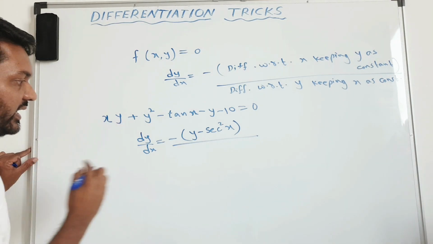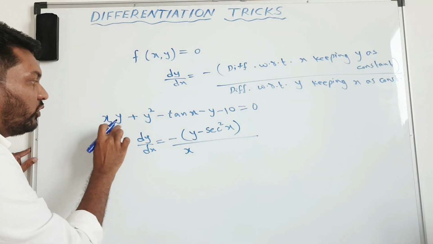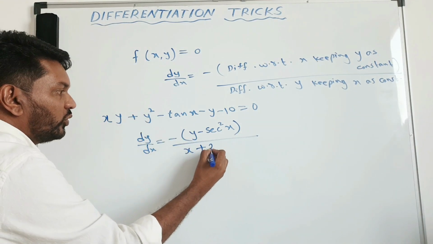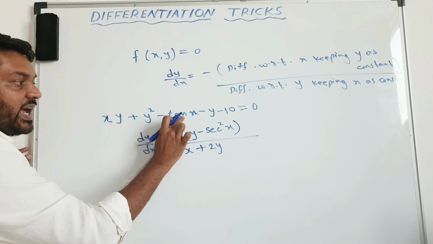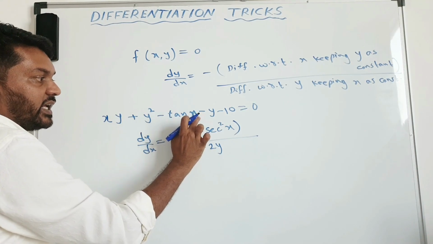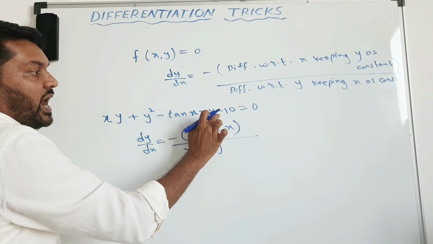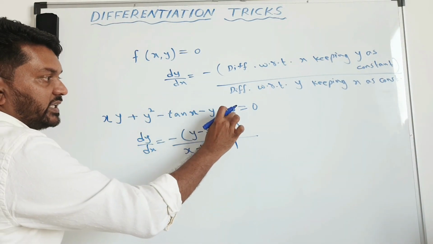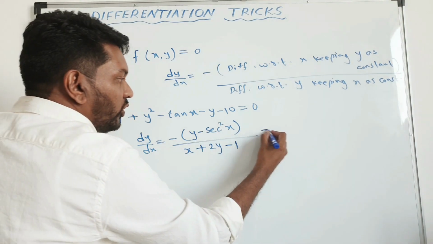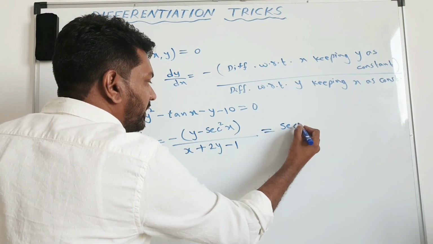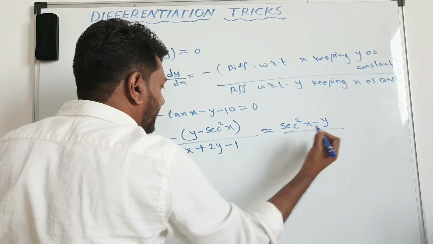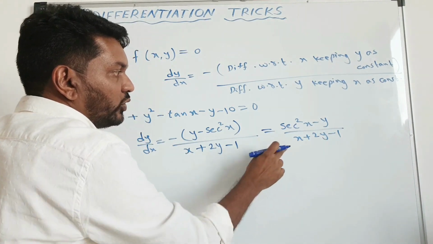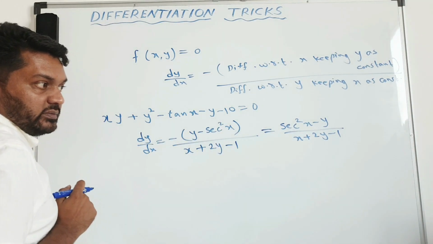So xy is x into differentiation of y, which is 1, plus y square will give you 2y. Minus tan x will become 0 because we are considering x terms are constant. And minus y will give you minus 1 on differentiating. And minus 10 is constant. So taking the negative inside, the final simplified answer is sec square x minus y divided by x plus 2y minus 1. See, you got the answer in a few seconds.